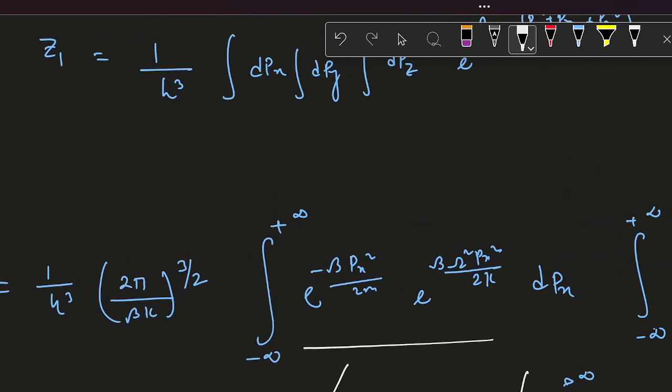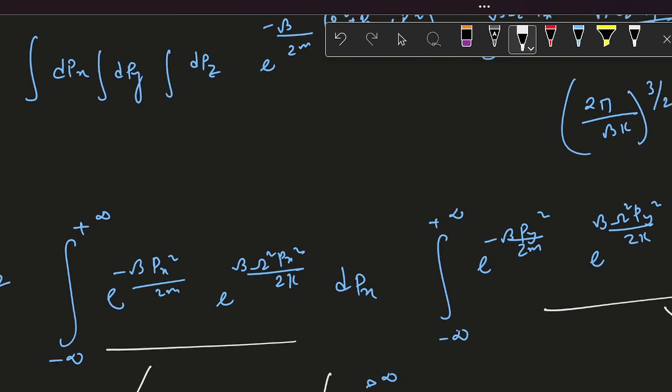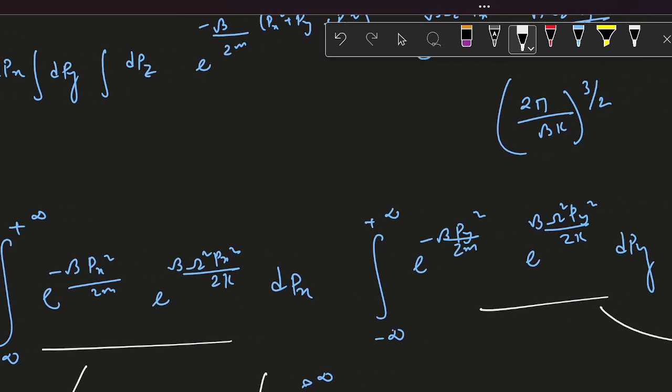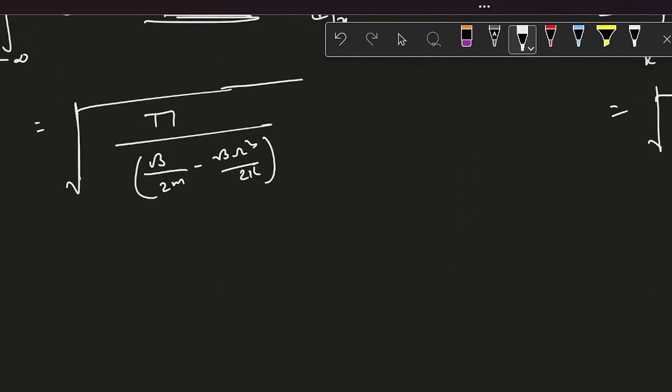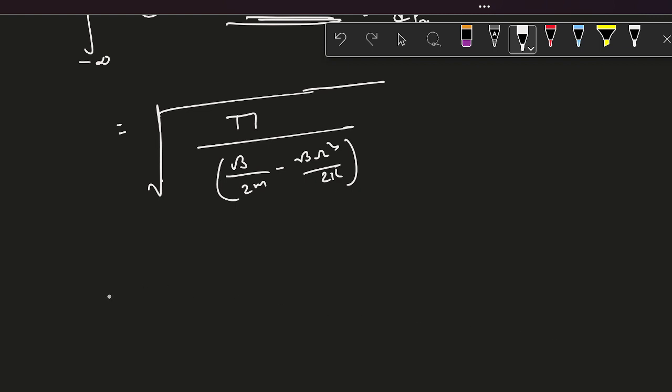Similarly, if you look carefully at the dpy integral, it will be the same thing, because here you have e to the power of minus py squared multiplied by beta by twice m minus beta omega squared by twice k. The constant term is the same, so you will have the same integral result, the square root of pi divided by beta by twice m minus beta omega squared by twice k. So all of this is done. Then you just have to multiply all of the terms we have obtained from the solutions separately and get the full solution.